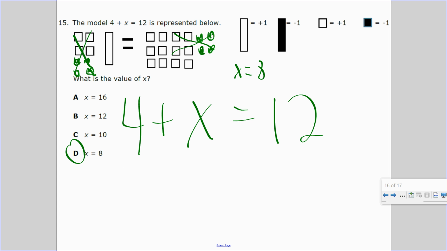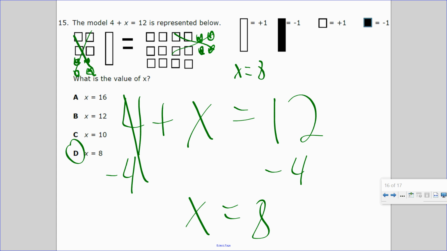I want to isolate x. The inverse is minus. Minus 4. Cancel. X equals 8. And that was your test. Hopefully you understand your mistakes and so you can do better on your retest.